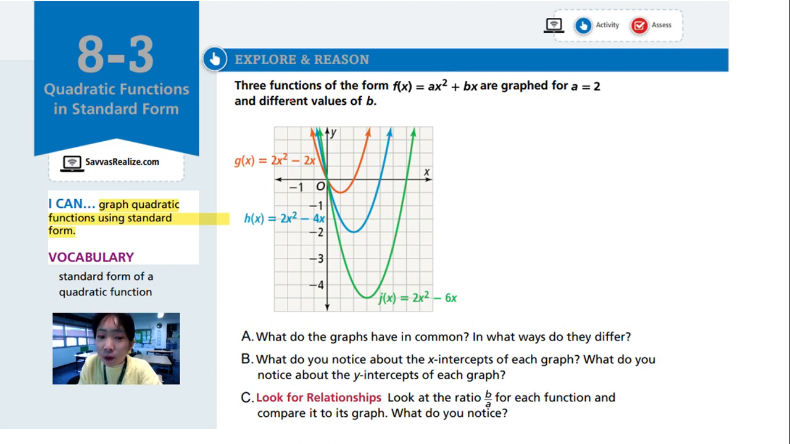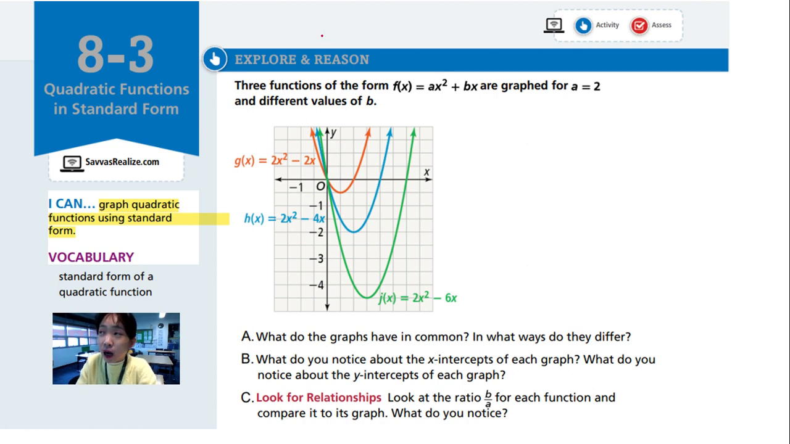Three functions of the form f of x equals ax squared plus bx are graphed for a equals 2 and different values of b. So we have the same a, which will determine the width of the graph, but we have different values for b. So we want to know what b does in this situation.